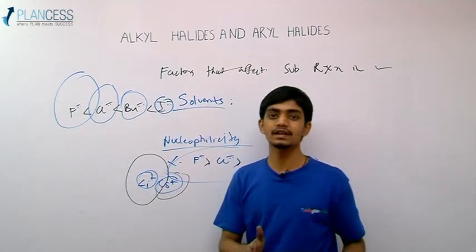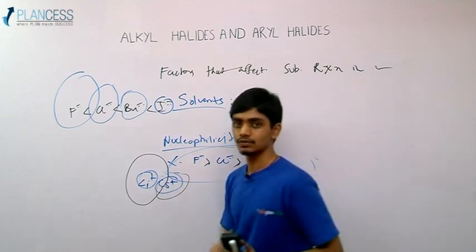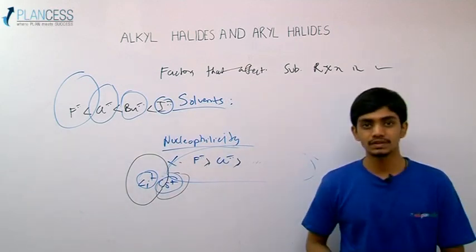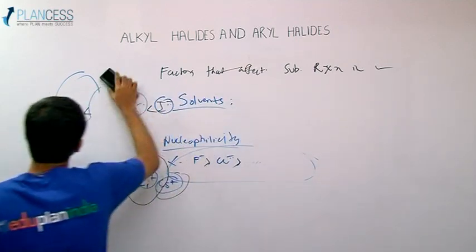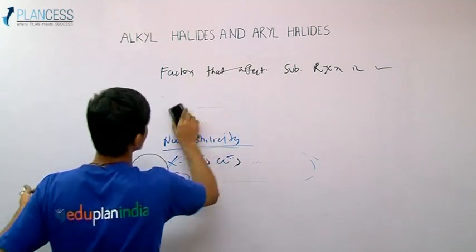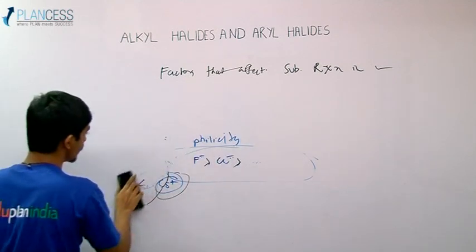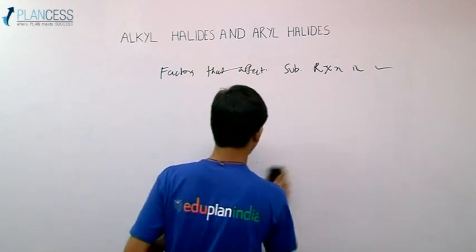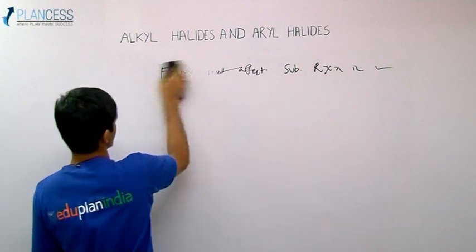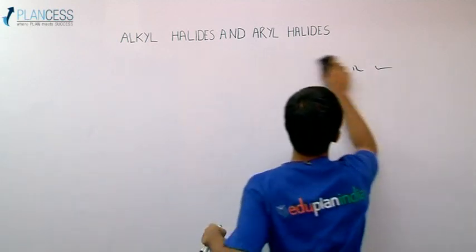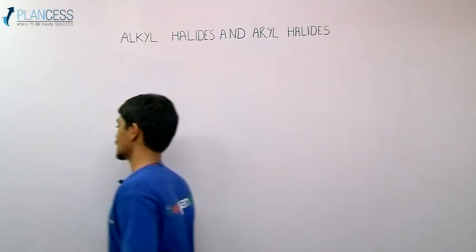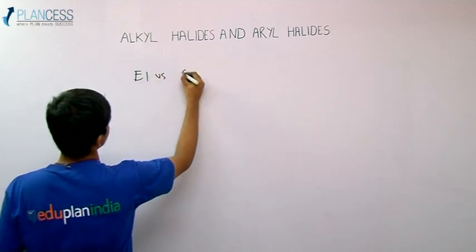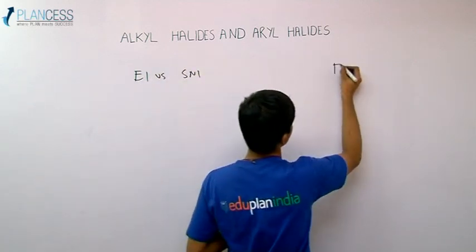We compare like with like. So we compare E1 and SN1 and we compare E2 and SN2. That will make sense. Comparing E1 with SN2 and SN1 with E2 has no sense actually. So let us start the comparison: E1 versus SN1 and E2 versus SN2. And definitely the factors which we have discussed and the mechanism will clearly tell us which product will form under what conditions.